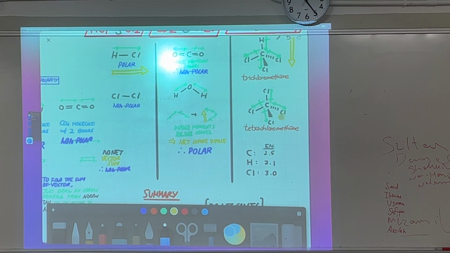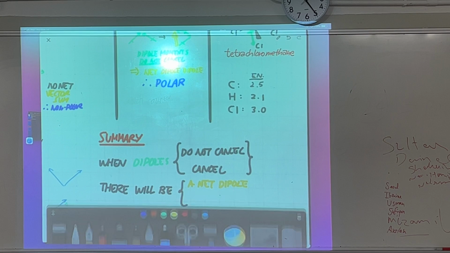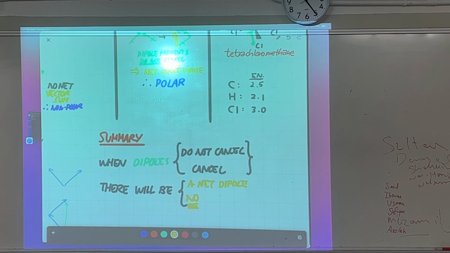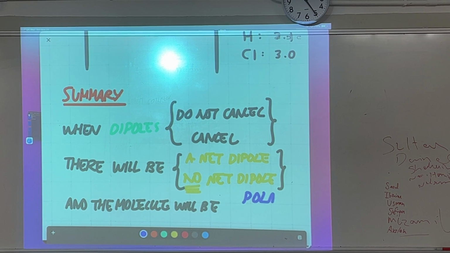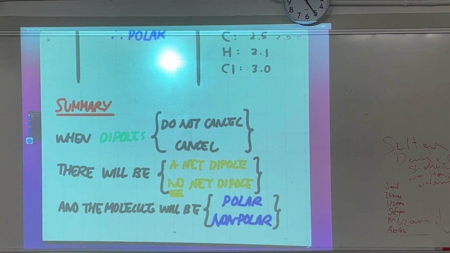And here you also have no net dipole. So there will be no net dipole. So what's the third conclusion you can draw? It is that the molecule will be polar if you have a net dipole, and it will be non-polar if you have no net dipole. Okay, so put down this important conclusion first.